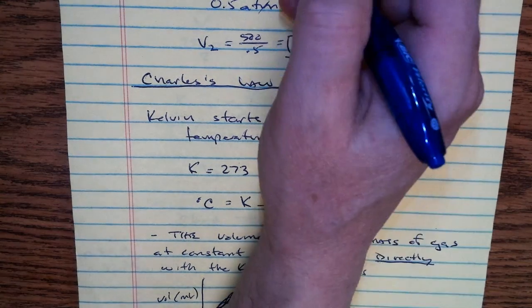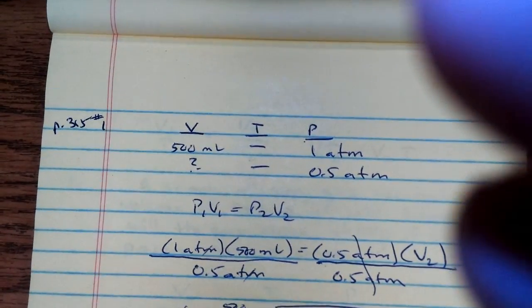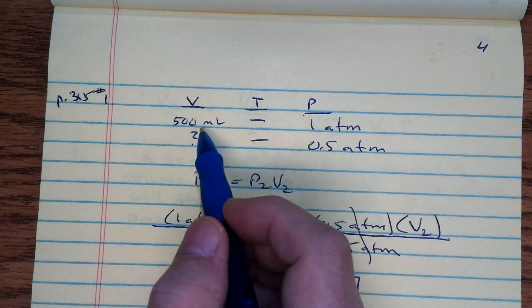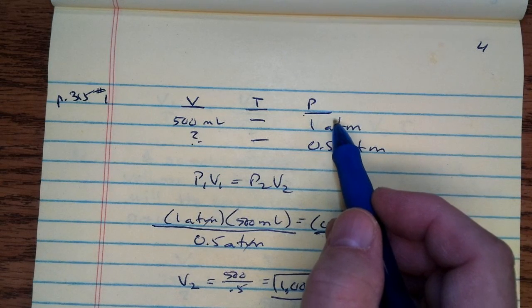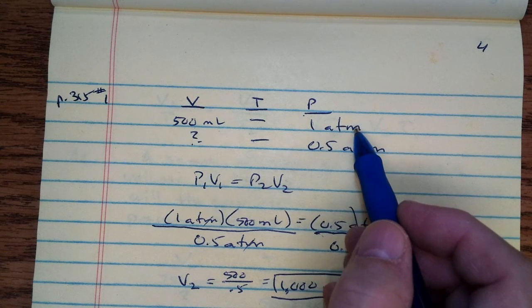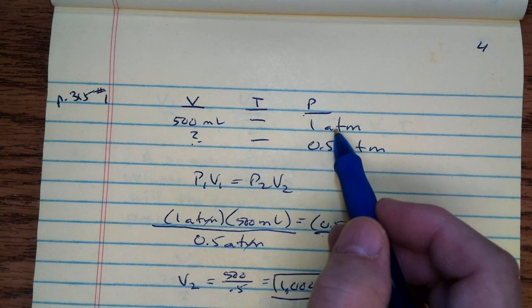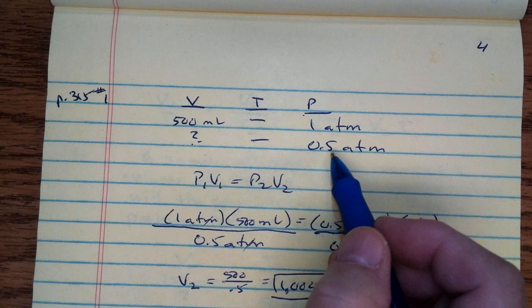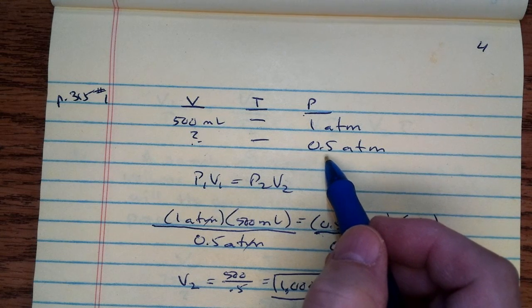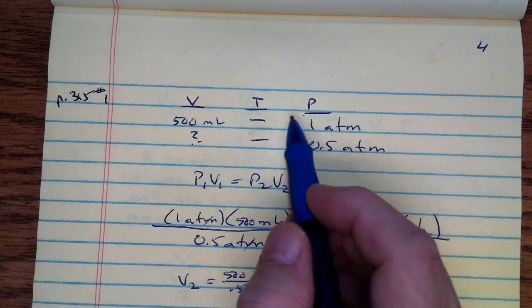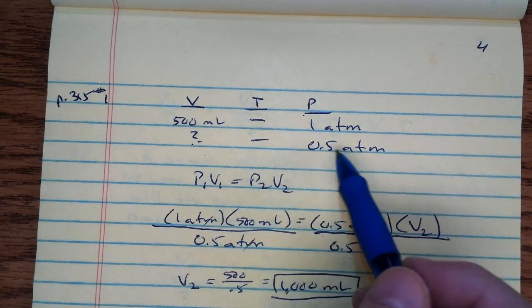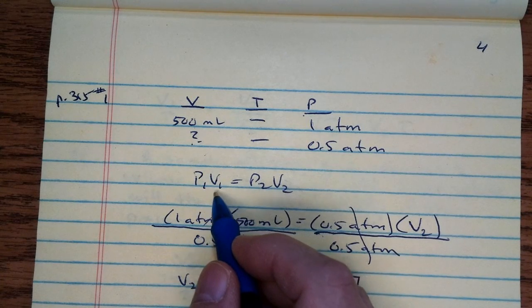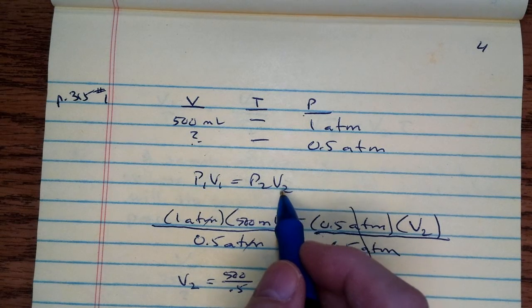Well, step 1. Pull out your information: volume, temperature, and pressure. Our initial volume was 500 milliliters. Our initial pressure is 1 atmosphere, so this has infinite sig figs here. What's the second pressure? The pressure decreases by half to 0.5 atmospheres. Temperature is constant, so that gets the dash. So there will be points here for pulling out your info. Then this one, P1V1 equals P2V2. That's the equation for Boyle's law. That gets your points.